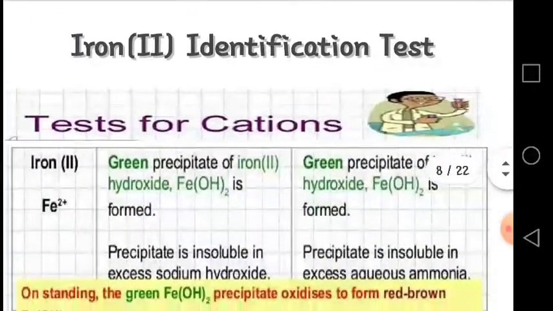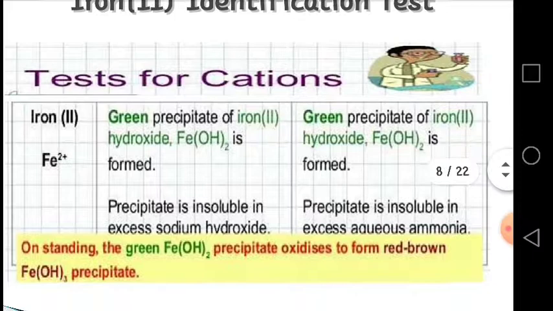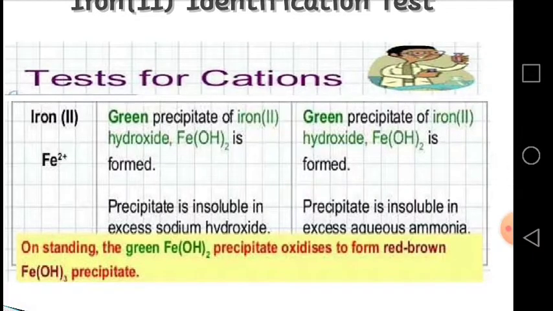Iron identification test. When the iron has valency 2, this is called the ferrous. Ferrous forms green precipitate of ferrous hydroxide when it reacts with the sodium hydroxide, and these precipitates are insoluble in excess of sodium hydroxide. Dear students, on standing, the green ferrous hydroxide precipitate oxidizes to form red-brown precipitate of ferric hydroxide.